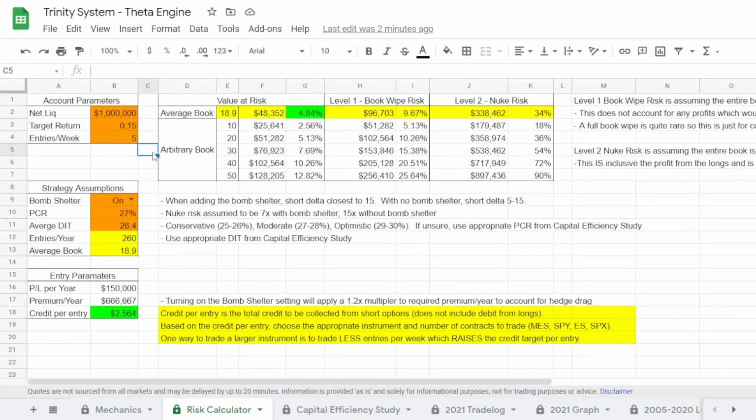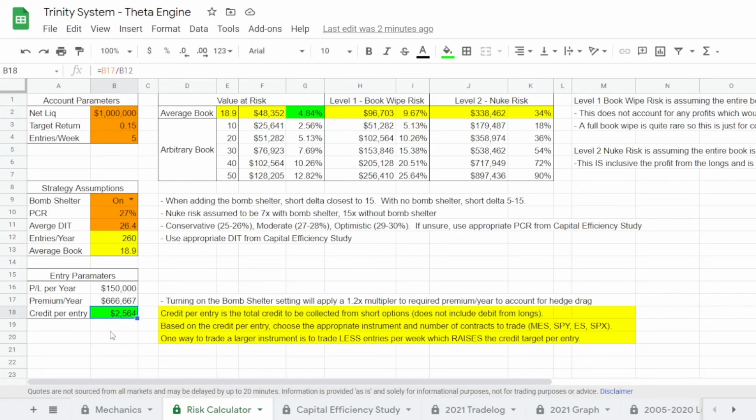If you wanted to sell a larger product, or if your account was so small you couldn't fit any of the products to your credit target, you can artificially boost the size of the trades without sizing up the risk, so to speak. And I'll show you what I mean. So right now with this configuration, which is the $1 million, 15% return, 5 entries per week, you can see that the credit target we just mentioned is $2,500.